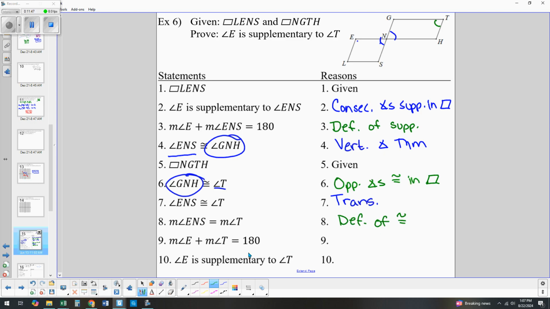And I've seen a statement before that equaled 180. Back up here, step 3. They both started with measure of angle E, but now instead of angle ENS, I have angle T. I've replaced it because it was equal, so that we will call substitution. And now that I'm saying that these two angles add to 180, I can call them supplementary by the definition of supplementary.